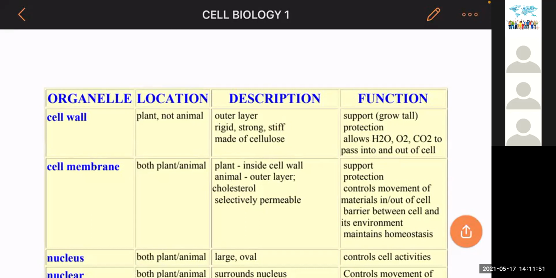And then the function of this cell wall in a plant cell: it supports growth, protection, and allows water, oxygen, carbon dioxide to pass into and out of the cell. And all this will be needed for photosynthesis to take place. Then we have the cell membrane.